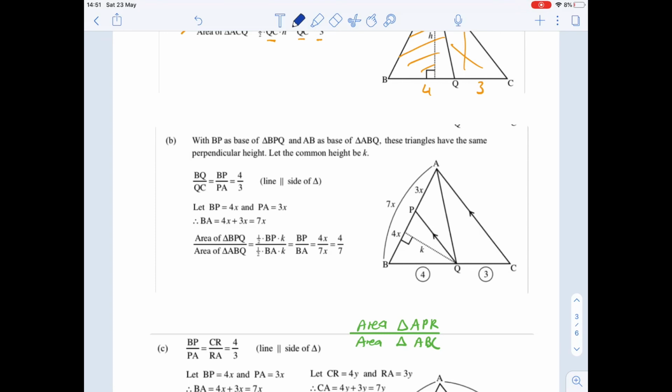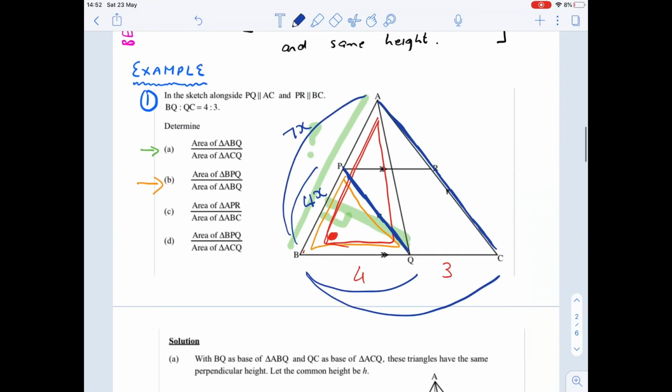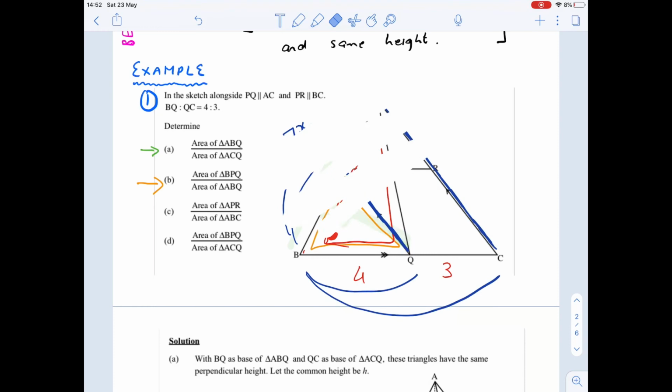And so now if we go back to our solution over here, with BP as base, they're just explaining it again. I've just done the visuals. BP as base and AB as base. We now have the same height, which is up here, and we can go and work from there. So I'm going to leave you to have a look and work through what we've done. But we've worked with the type one again, with the same height. Okay, let's get rid of this.